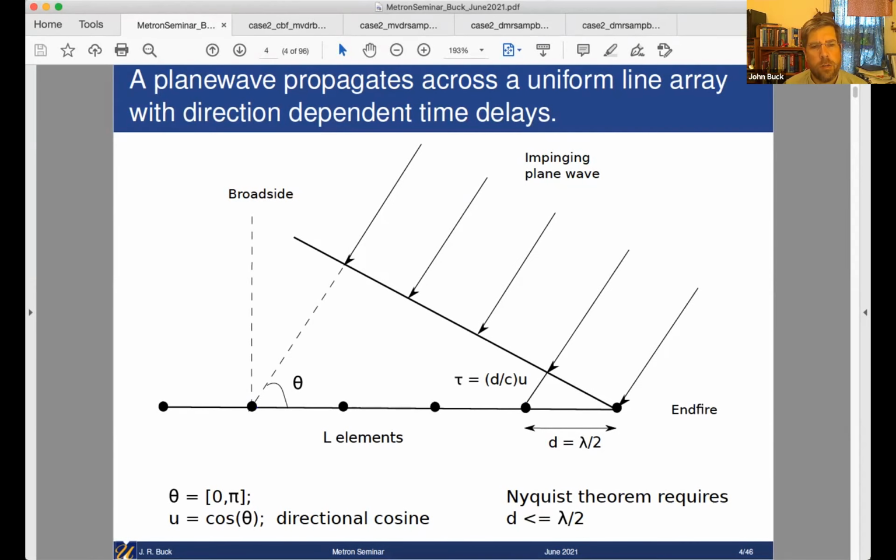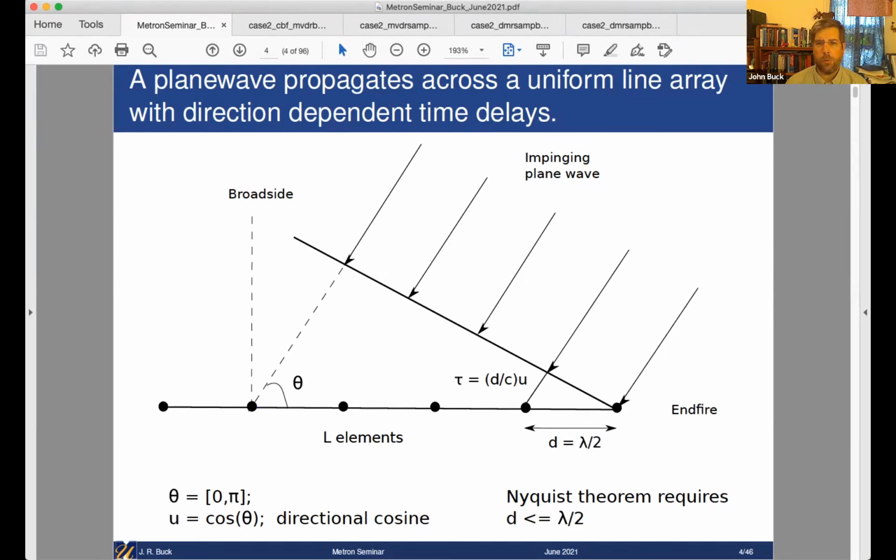And just to call attention to it, the angle is defined relative to the axis of the array. So theta equals 0 is what in the Navy world we often call end fire. Theta equals 90 is broadside, the way this is defined. And to satisfy the spatial Nyquist theorem and avoid aliasing, we need to assume that the distance between the sensors is less than or equal to half a wavelength.